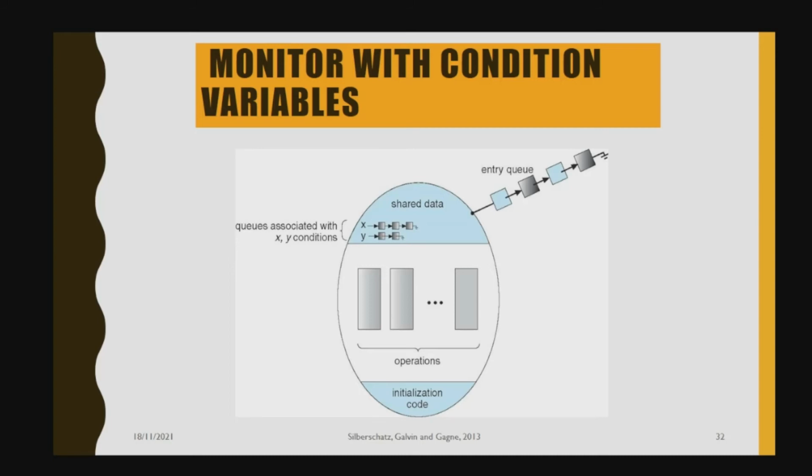Monitor with condition variables looks like this. Generally it is similar to the previous one, but with the condition variables, we have the x and y conditions inside the shared data. Before this, there was no x and y condition. In the shared data we just had the entry queue in the previous one, but in this monitor with condition variables, we have x and y. x and y will call wait and signal. After it gets a signal, then it can resume the process.